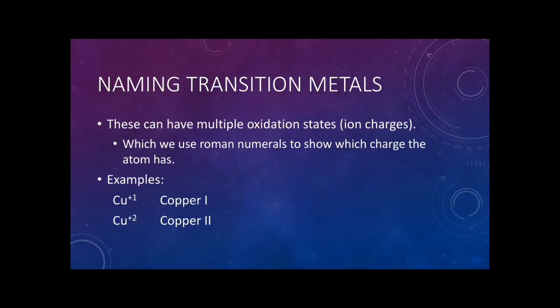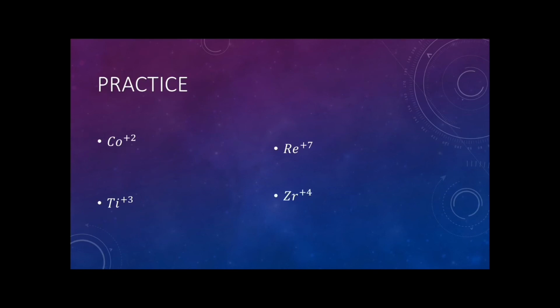Looking at the examples here, I have a copper +1 and +2. So you see there that I wrote copper and then the symbol 1 for the Roman numeral, and then I wrote copper, the symbol 2 for the Roman numeral. That is how we are going to label which oxidation state these use. Let's do some practice. Cobalt. It's got a +2 there, so that means its oxidation state is +2. So we write cobalt 2.